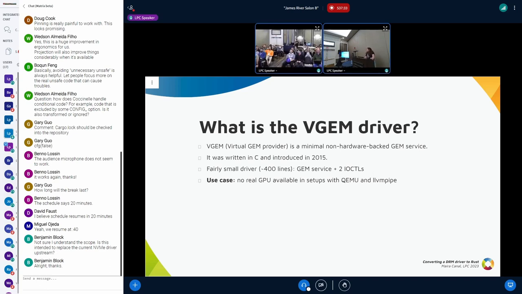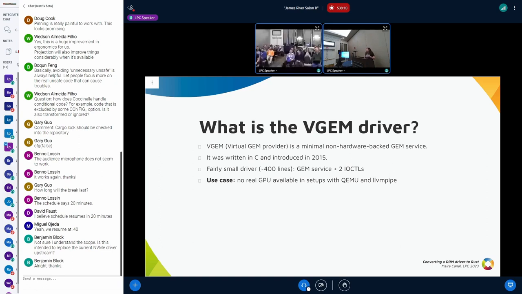So what is the VGEM driver first? VGEM stands for Virtual GEM Provider, so it's a virtual DRM driver. For those who are not familiar with the graphics subsystem, GEM stands for Graphics Execution Manager, and it is a memory management framework that we use in the DRM subsystem for handling graphics memory efficiently. It is a hardware agnostic driver with no strings attached to any vendor, just like Danielle brought up.